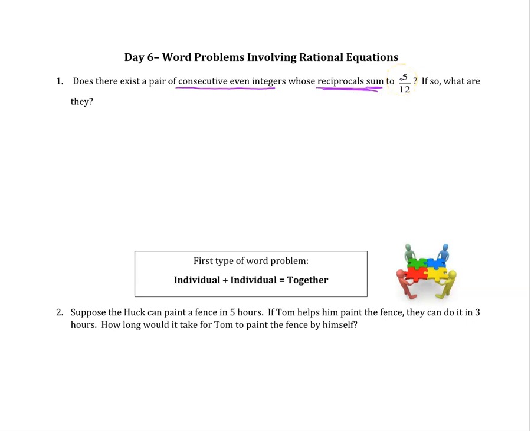So first of all, consecutive even integers would be like 2, 4, 6, 8. So they have a difference of 2 every time. So bringing it back to Algebra 1, let's think of our let statements. Let's let x equal our first number. If they have a difference of 2, x plus 2 would be your second number.